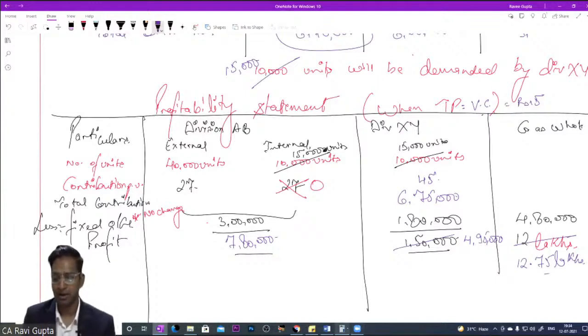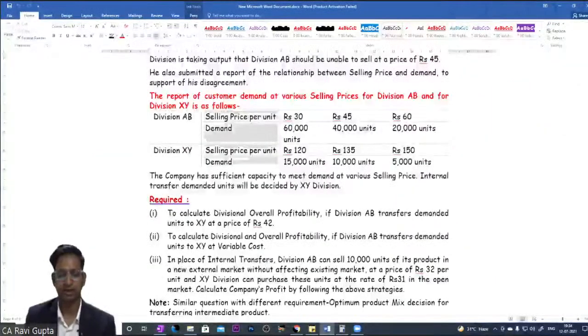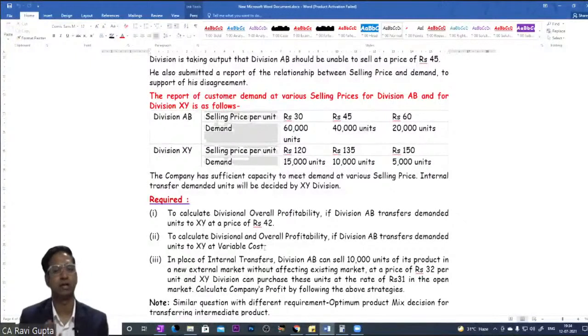In a similar fashion, what it is saying is, in place of internal transfer, now they are not doing internal transfer. Division AB can sell 10,000 units of its production in a new external market without affecting its existing market at a price of rupees 32 per unit. And Division XY can purchase these units at a rate of rupees 31 in the open market. Calculate the company's profitability by following the above strategy.